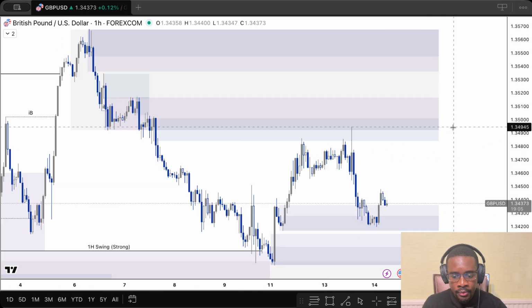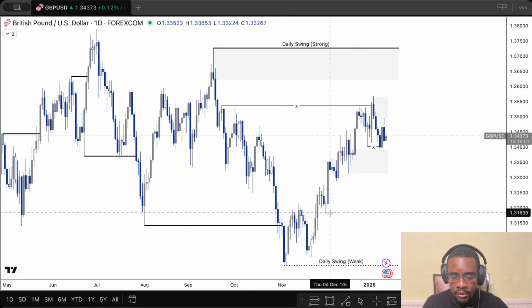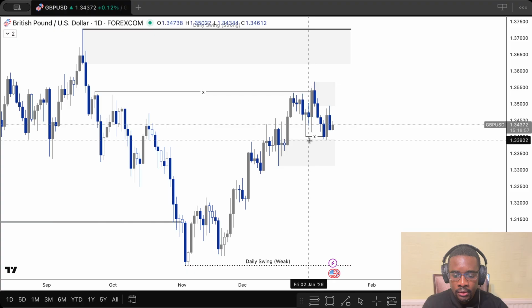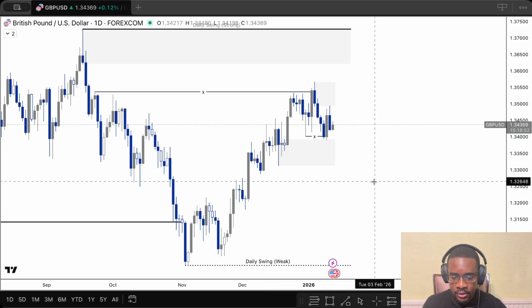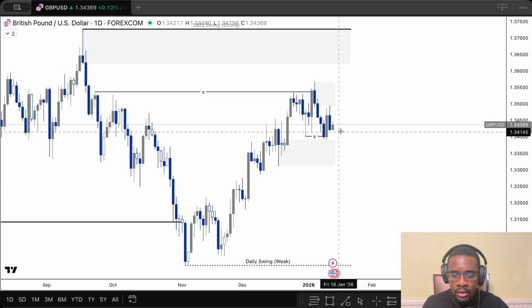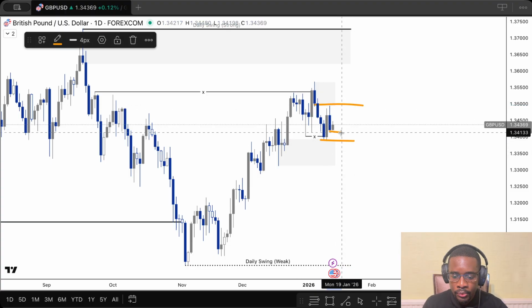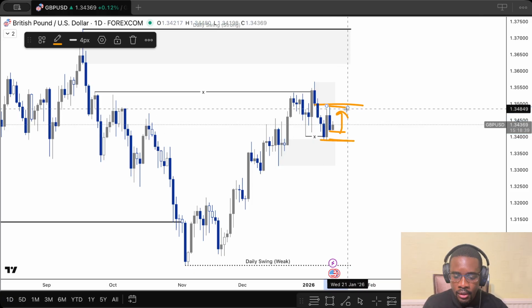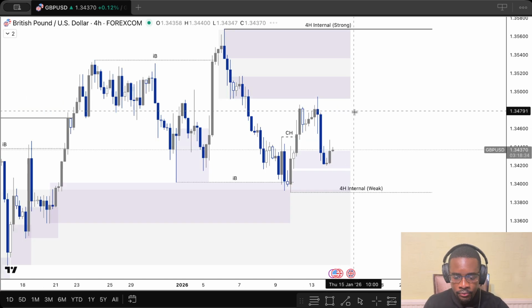And then for the pound dollar, let's see. So this demand on the daily is still being respected, and we are stuck within this range. We are kind of low in the range, so we could just push up maybe towards these highs. Who knows? Let's see on the lower time frames.